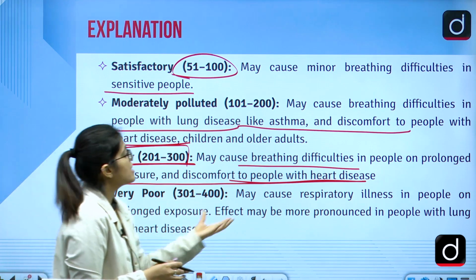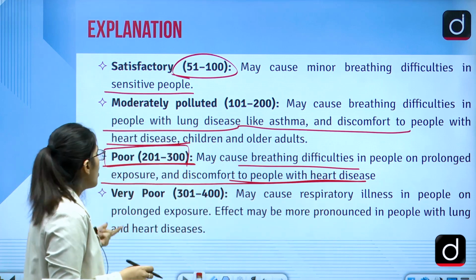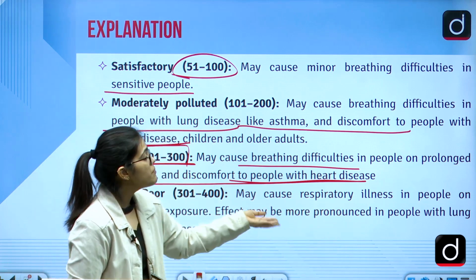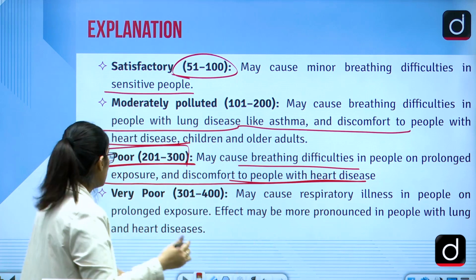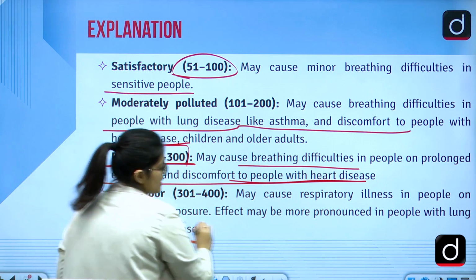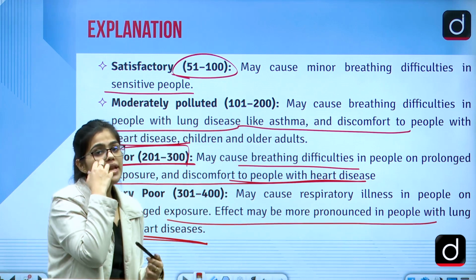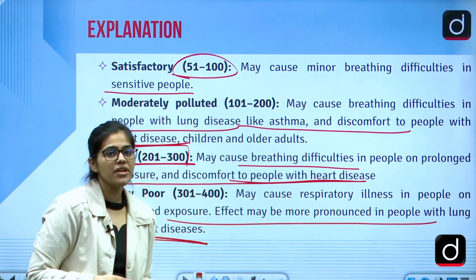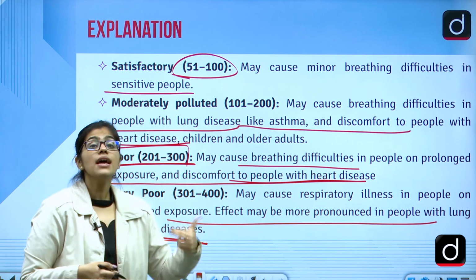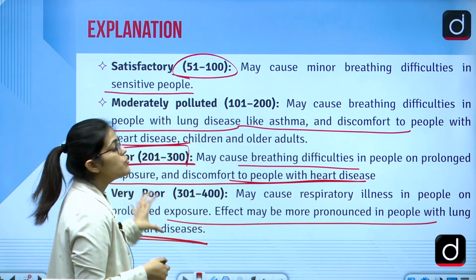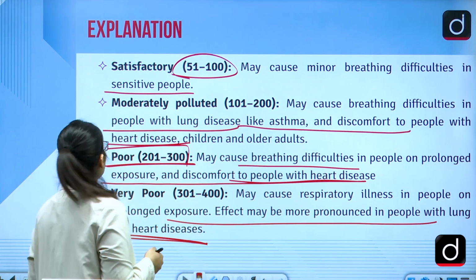It may cause respiratory illness in people on prolonged exposure. The effect may be more pronounced on people with diseases related to the lungs and heart. So whenever these people are already suffering from heart and lung diseases, then of course this very poor air can cause a lot of problems.